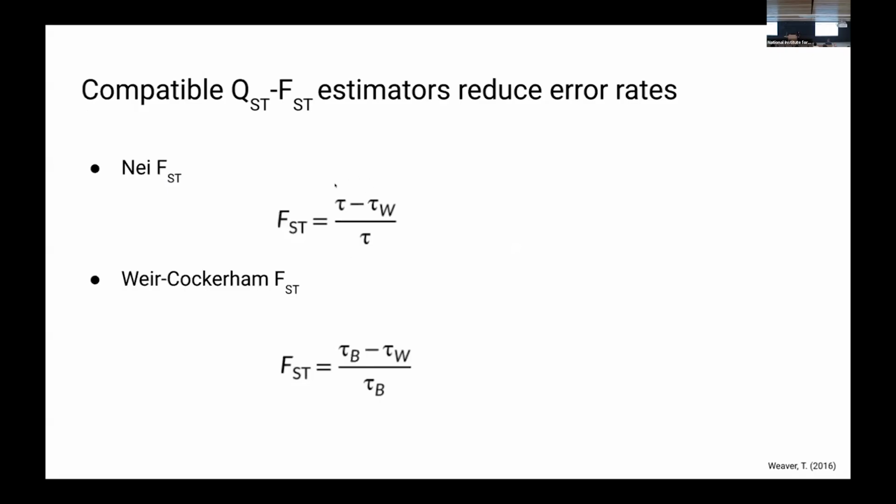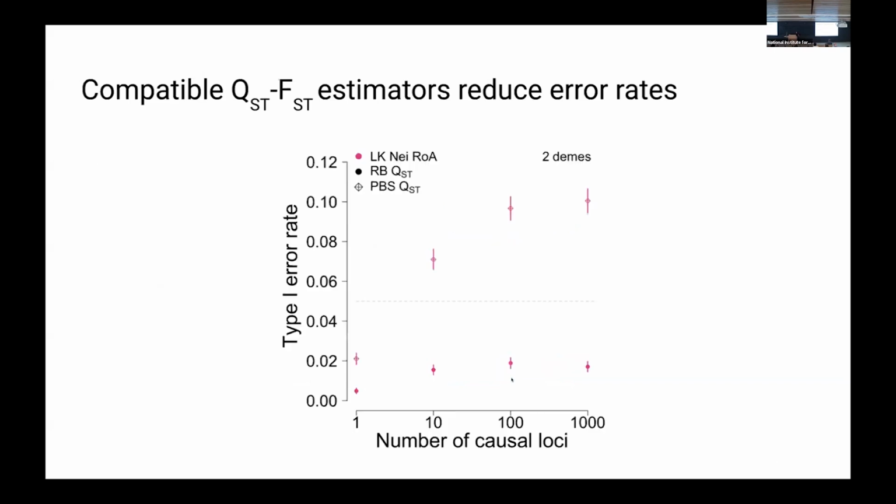They are different in calculating the average coalescent time to the most recent common ancestors from two random alleles drawn from the total population. So this difference makes them pair with different types of QST. FST Nei is a good pair with QST RB, and FST Weir and Cockerham is a good pair with QST PBS.